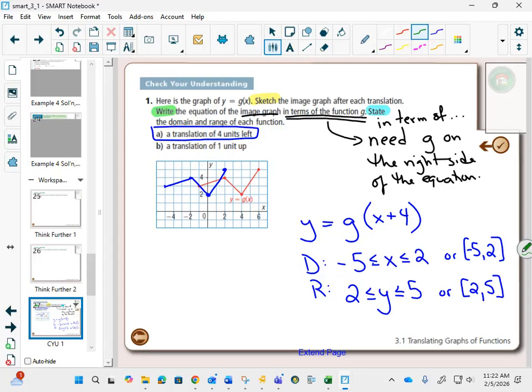So now we've done all 3 parts of A. We've sketched the image graph, we've written the equation, and we've stated the domain and range. Okay?